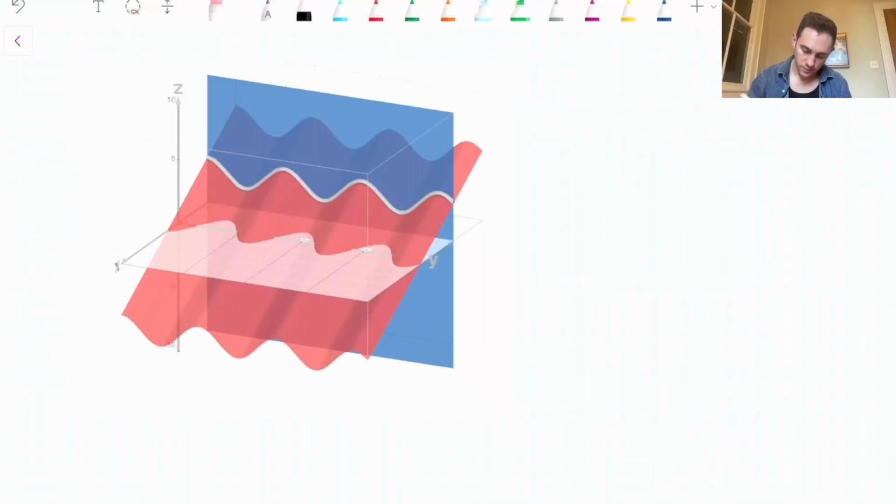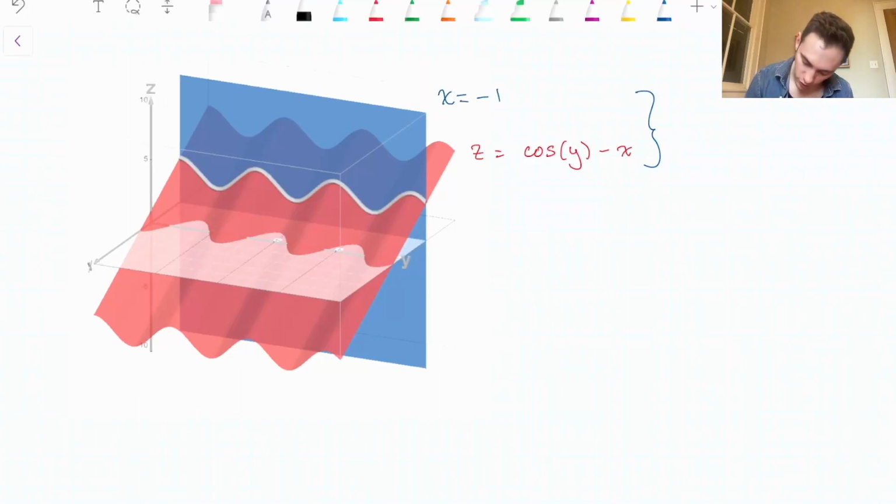So here back in OneNote, this is the surface z equals cosine of y minus x. And here we're intersecting it with this plane in blue that's just some constant, say x equals -1. So of course, I take these two equations to be simultaneous. And I see that the trace, this is what we call the trace, is z equals cosine of y plus 1. And of course, that's what this graph is that I observe along this line of intersection.